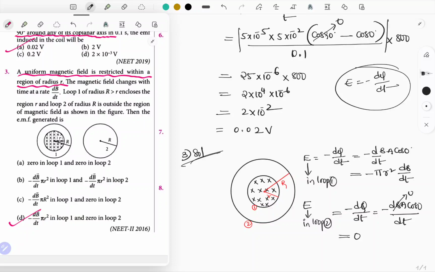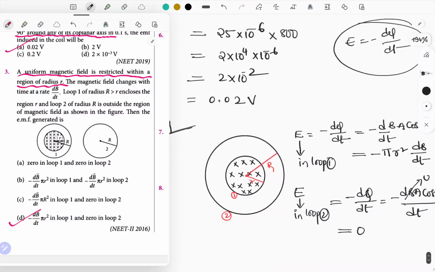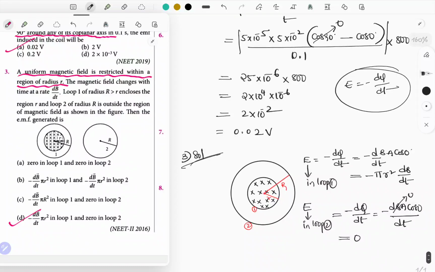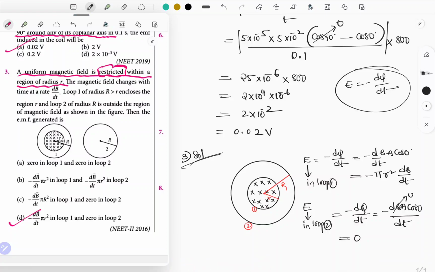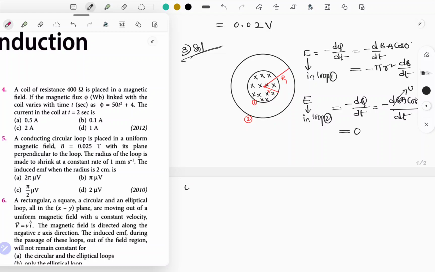Sir, in the question they said dB by dt is changing. Why can't it interlink with loop 2? Very good question. Just observe here. They said it is restricted within a region of radius. It is restricted to only the loop of radius smaller. It won't come outside. That means it will link with only loop 1. That's why you will get induced EMF in loop 1, not in loop 2. Got it? Next, question number 4.